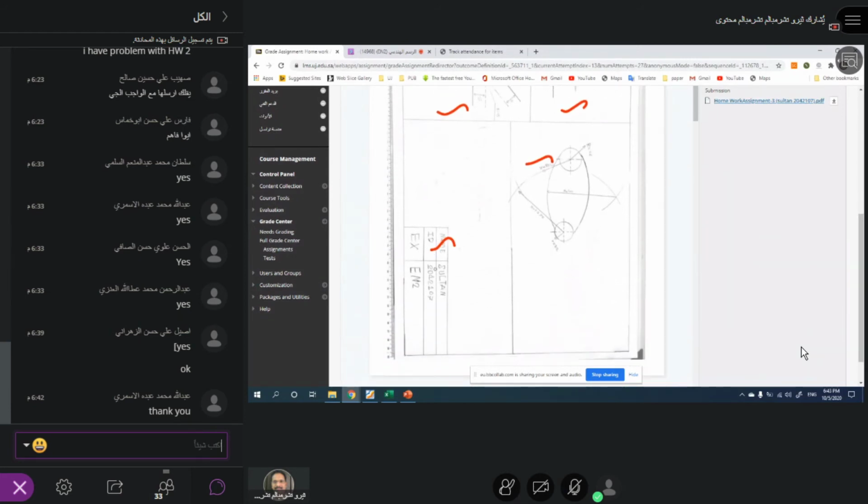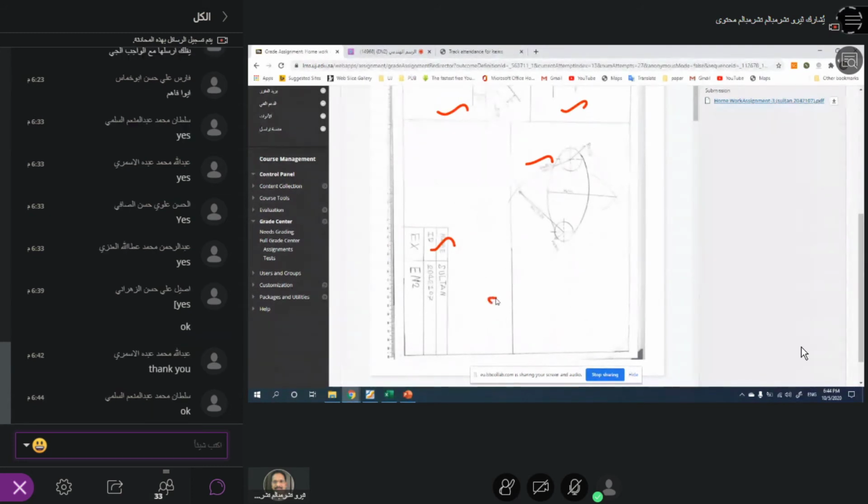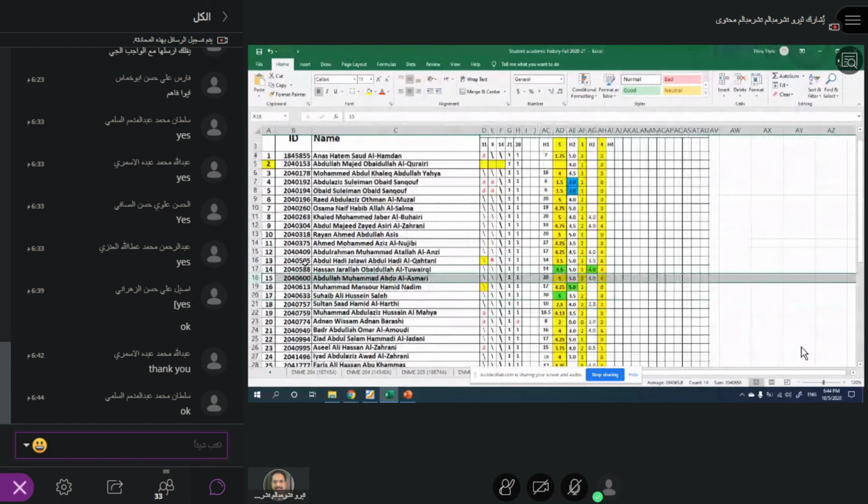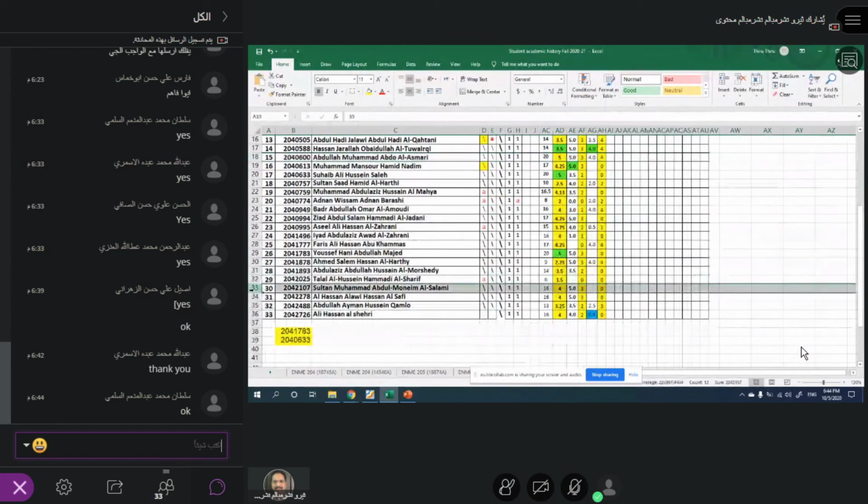Name, he wrote it. But Sultan, please use some templates, so it'll be easier. Right? Use the template because your writing is not that good. Better if you use the template, then you'll get good marks in your exam. Okay? 107 Sultan. 107, where is Sultan? Sultan Muhammad Abdul Munim Al Salami. You will get full marks.